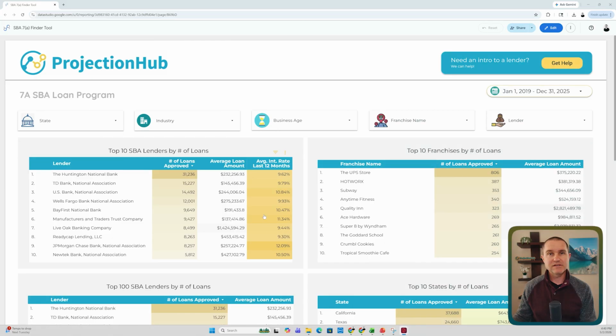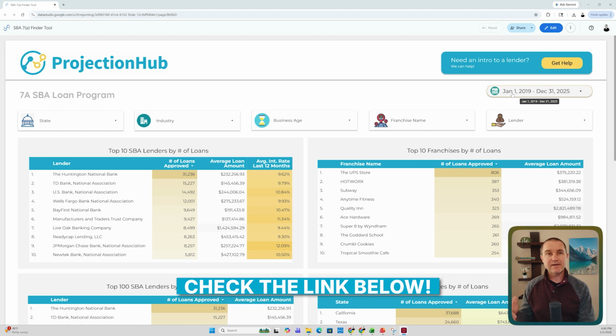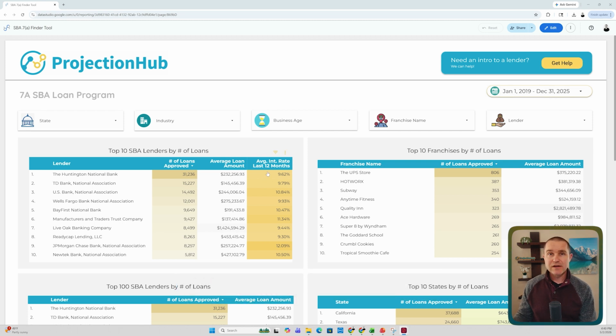The first thing I want to draw to your attention is this average interest rate over the last 12 months. This is what we're looking at. This is just sorted by the top lenders in terms of approved number of loans. Huntington, by far the top lender, and this is looking at loans from January of 2019 through the end of 2025, but it's looking at the interest rate from the loans made in the last 12 months. So really just looking at 2025 interest rate data.